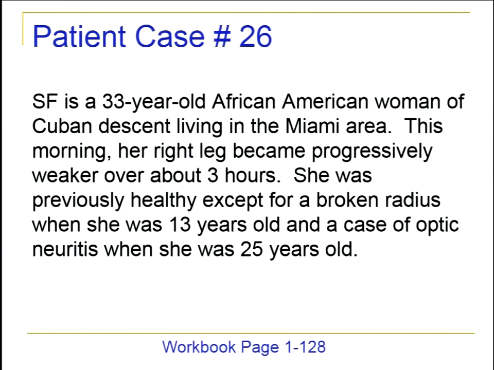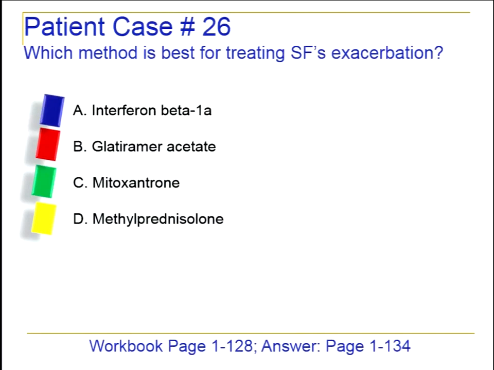Okay, MS. We're getting near the end. SF is a 33-year-old African-American woman of Cuban descent living in the Miami area. This morning, her right leg became progressively weaker over 3 hours. She was previously healthy, except she had a broken bone when she was 13 and a case of optic neuritis when she was 25. Which method is best for treating her exacerbation? Is it interferon beta-1a, glatiramer, mitoxantrone, or methylprednisolone?